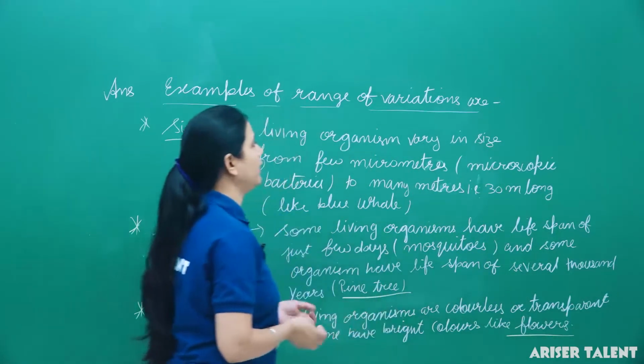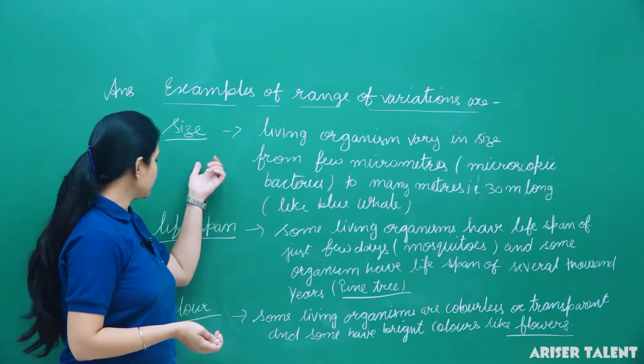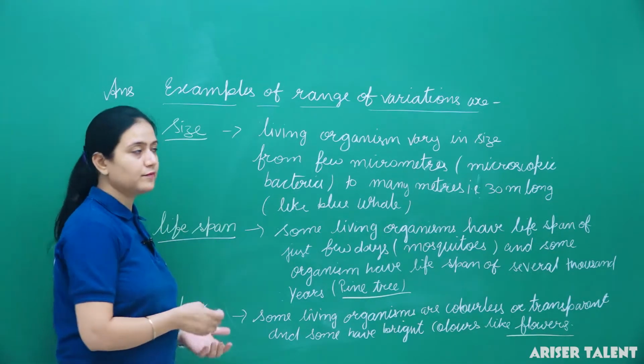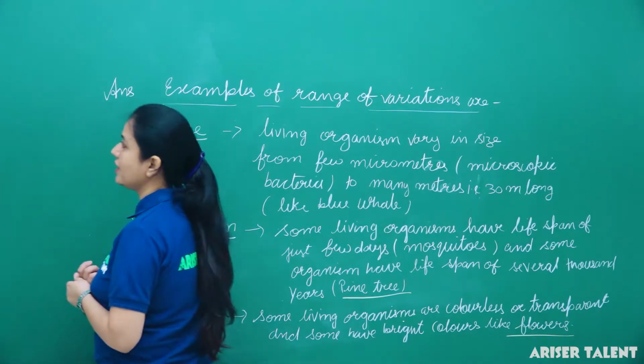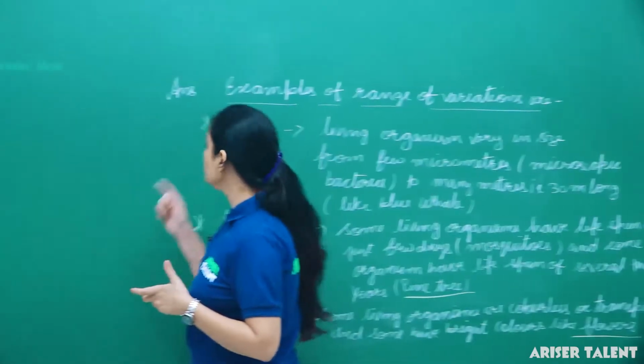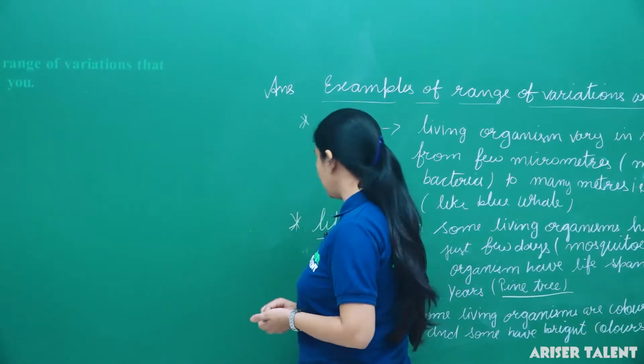These are the different variations, like size, lifespan and color. So the answer to the question, examples of range of variation that we find in the life forms around us, are size, lifespan and color.